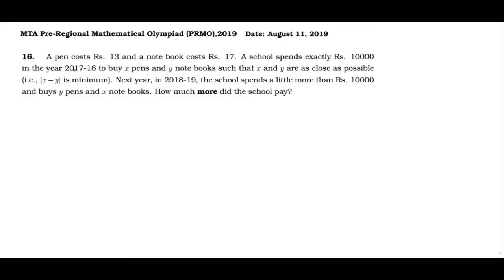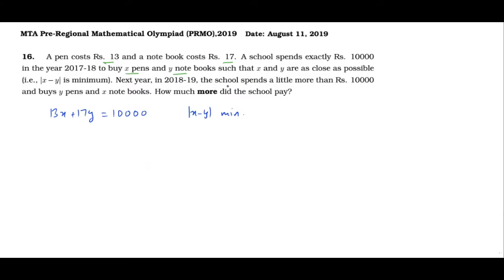Question number 16. The price of a pen is 13 rupees. The price of a notebook is 17. A school spends exactly 10,000 rupees in the year 1718 to buy x pens and y notebooks. So the total price would be 13x plus 17y. This is 10,000. And we have to minimize mod of x minus y.